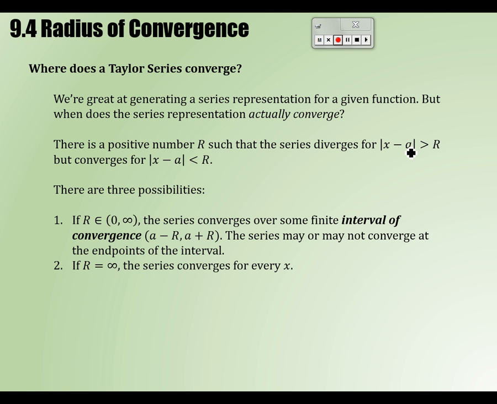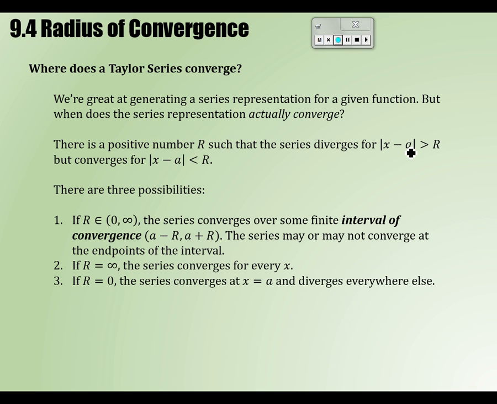If R is infinity, that is, if it converges for all values less than infinity, then of course it converges everywhere, right? This would be true. I'm making the claim that this is true of e to the x and sine x and cosine x, for instance.